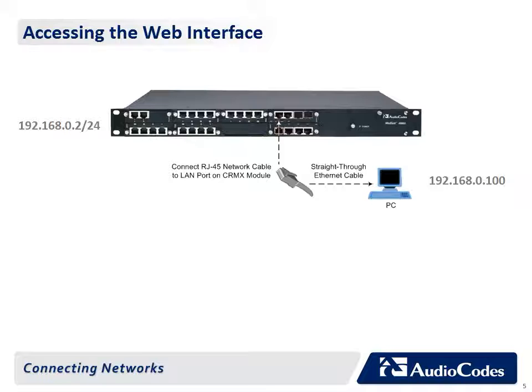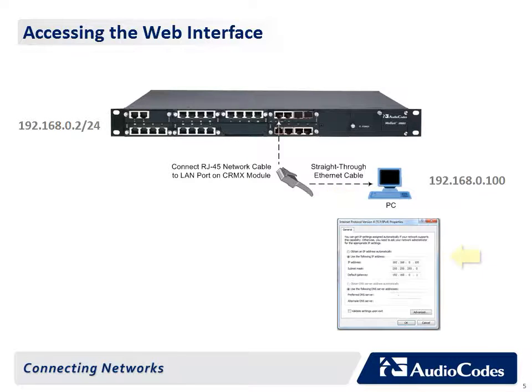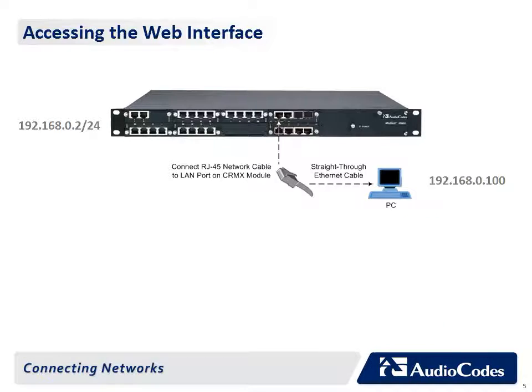On the Mediant 1000B, connect one of the Ethernet ports located on the CRMX module directly to the network interface of the computer using a straight-through Ethernet cable. Change the IP address and subnet mask of your computer to correspond with the default IP address and subnet mask of the device, and then access the web interface.